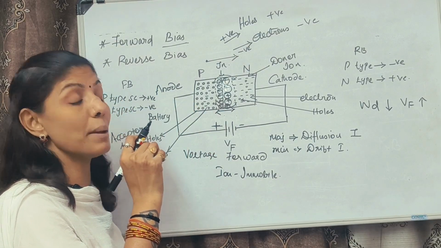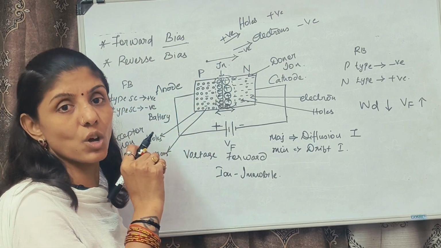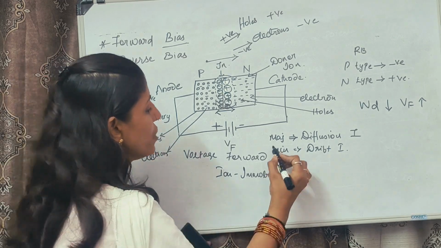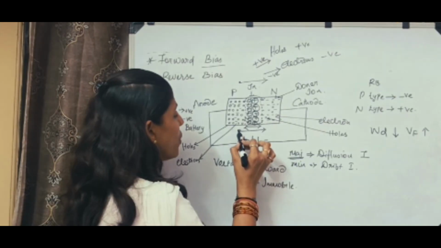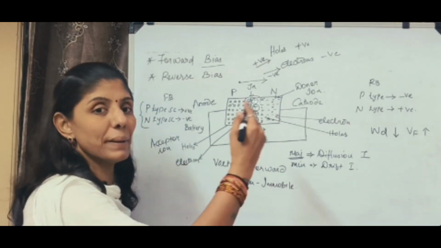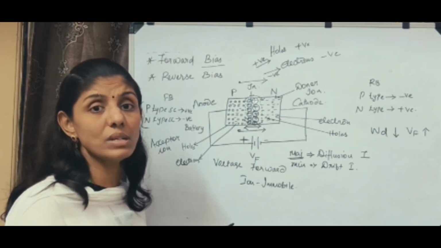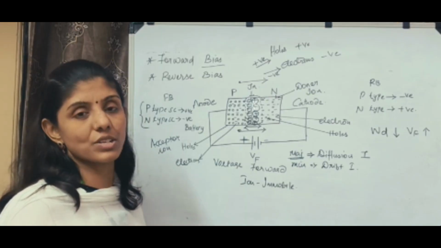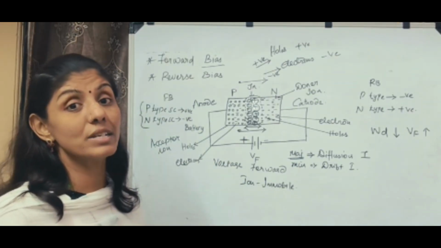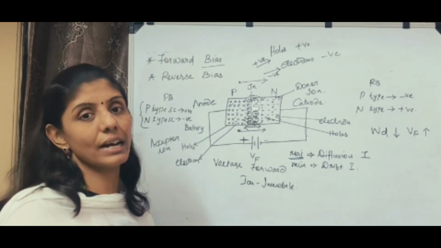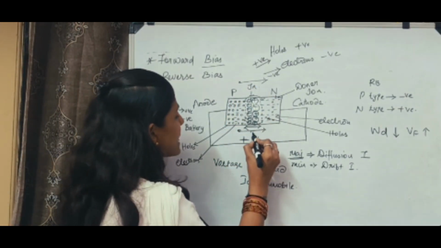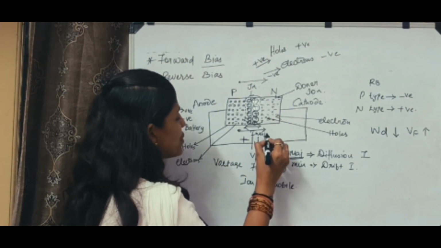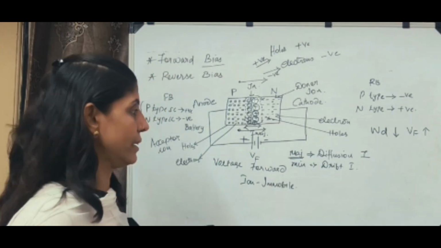So now which is actually moving? The majority charge carriers are moving, right? The holes are moving from the P side to the N side. So what are the holes? Holes are the majority charge carrier. Then what kind of current is produced there? Diffusion current is produced there, right? That's why this current is termed a majority current.